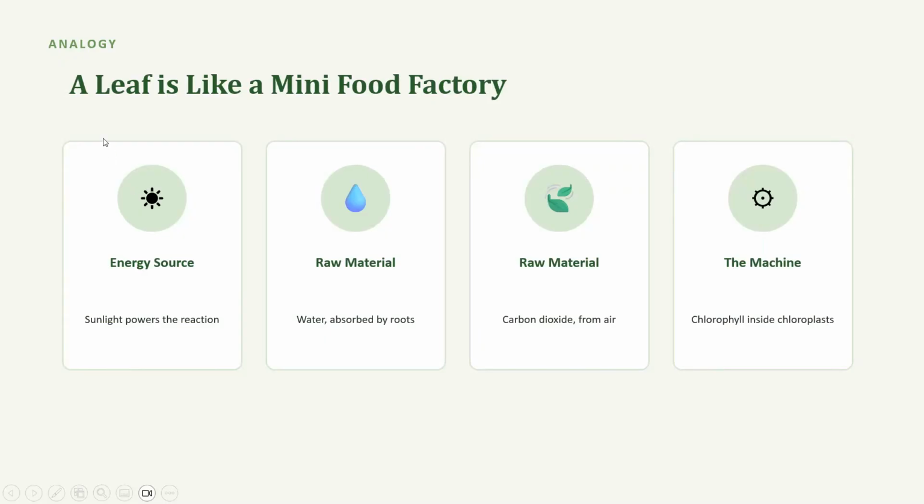Let's think of a plant's leaf like a mini food factory. Every factory needs raw materials, a machine, and an energy source to run. In a leaf, the raw materials are water, absorbed by roots, and carbon dioxide, taken in from the air through tiny pores called stomata. The machine is the green pigment called chlorophyll, present in a cell organelle called chloroplast. The energy source is sunlight.